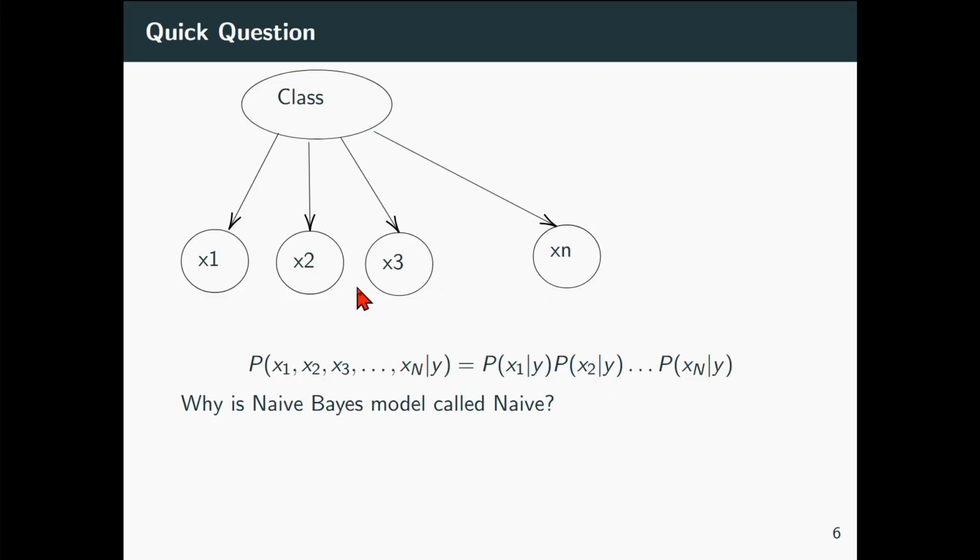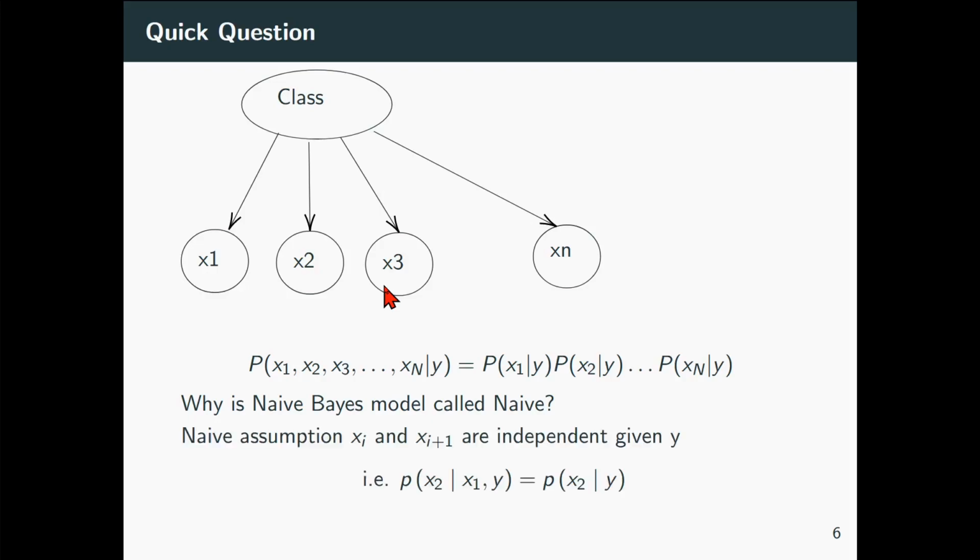So can you think for a minute, what is so naive about this particular assumption, or this particular factorization, or this particular structure that we have imposed on this graphical model? The naive assumption is that we have assumed that x1 and x2 are independent of each other given the class y. Which is to say that if you were to write the probability of a feature x2 given x1 and y, it is going to be equal to the probability of x2 given y, since x2 and x1 have nothing in common, so they're completely independent of each other.